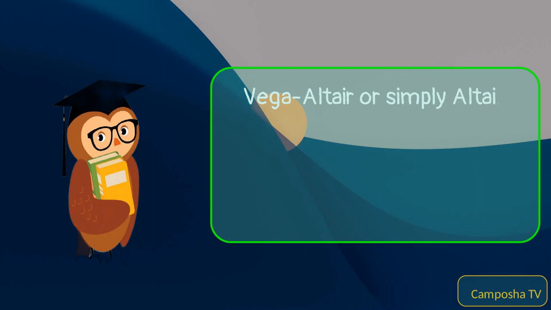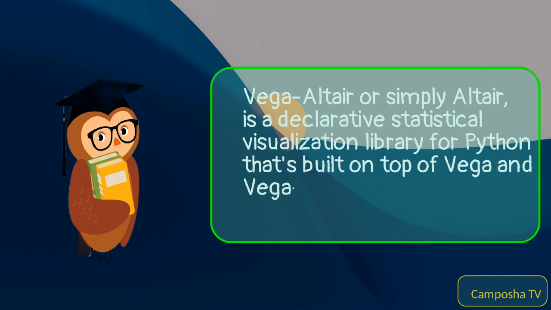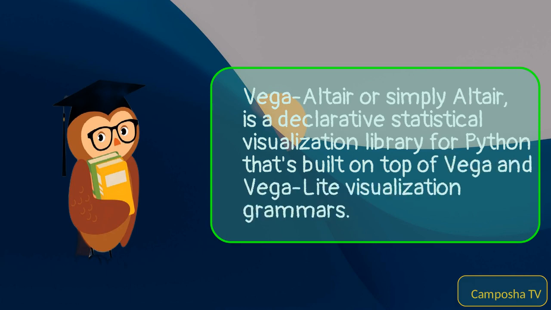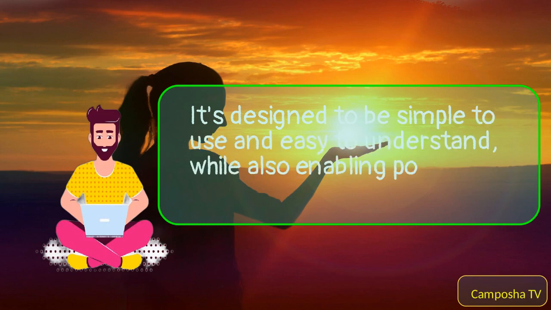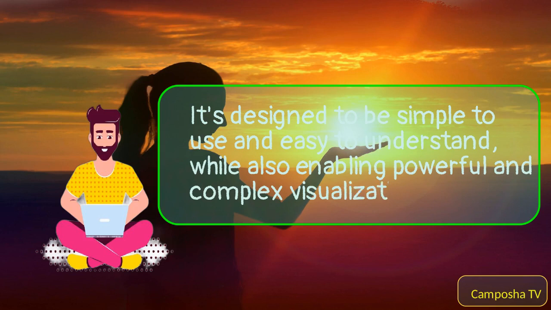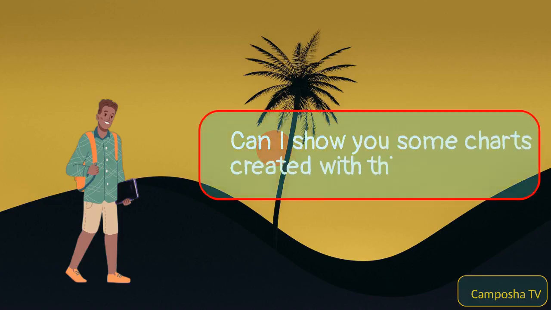Vega-Altair, or simply Altair, is a declarative statistical visualization library for Python that's built on top of Vega and Vega-Lite visualization grammars. It's designed to be simple to use and easy to understand, while also enabling powerful and complex visualizations. Can I show you some charts created with this library?